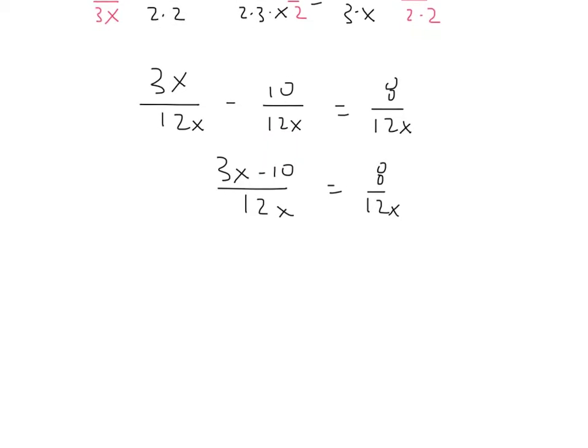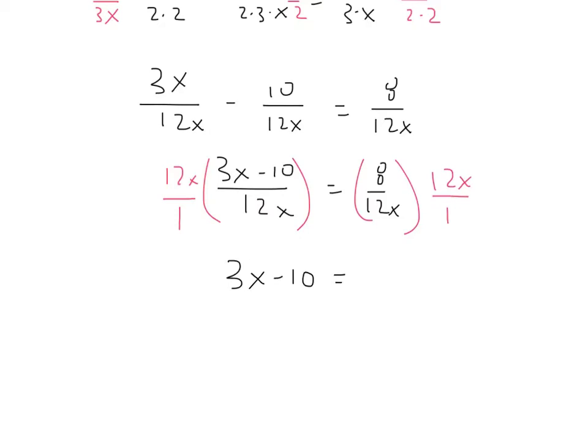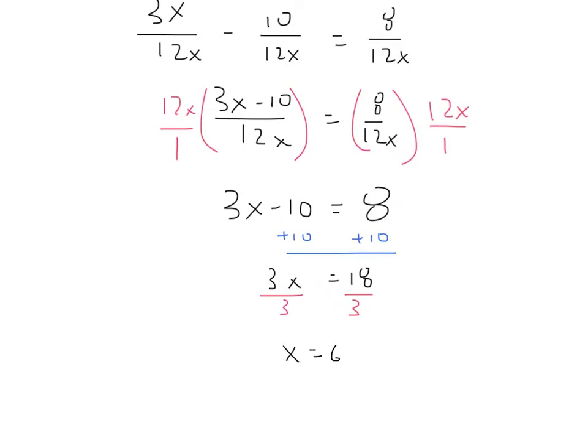Now hopefully you can see what we need to do. We're going to multiply both sides by 12x, and let's make that 12x over 1. Why do we do that? So that here, 12x divided by 12x becomes 1. So we end up with 3x minus 10 equals, and then same thing over here, 12x divided by 12x becomes 1, so we end up with 8. And now we have a real simple equation to solve. Let's add 10 to both sides. So we get 3x equals 18. And then if I divide both sides by 3, we end up with x is equal to 6. And there's our answer.